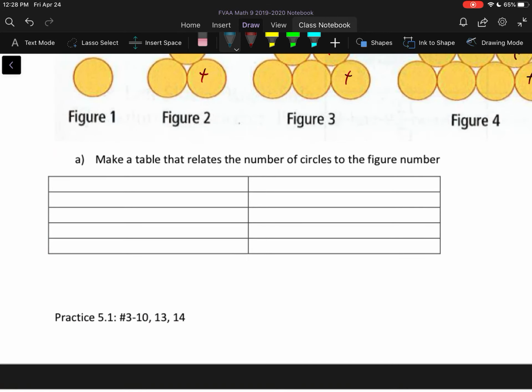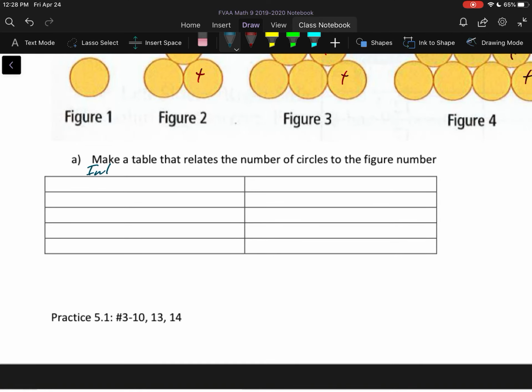On the left side, you always want to put the independent variable. And on the right side is the dependent variable. So independent variable, again, here is figure number. On the right side is number of, in this case, circles. All right, so this is my table here.